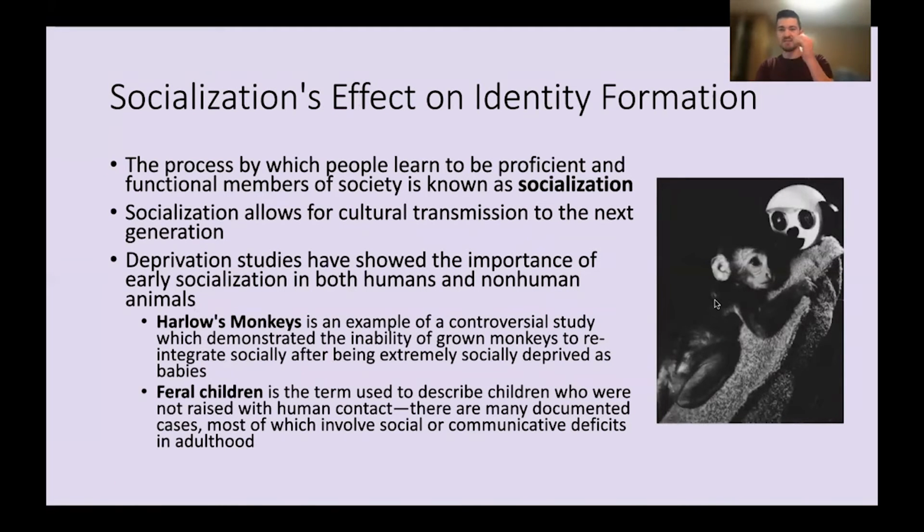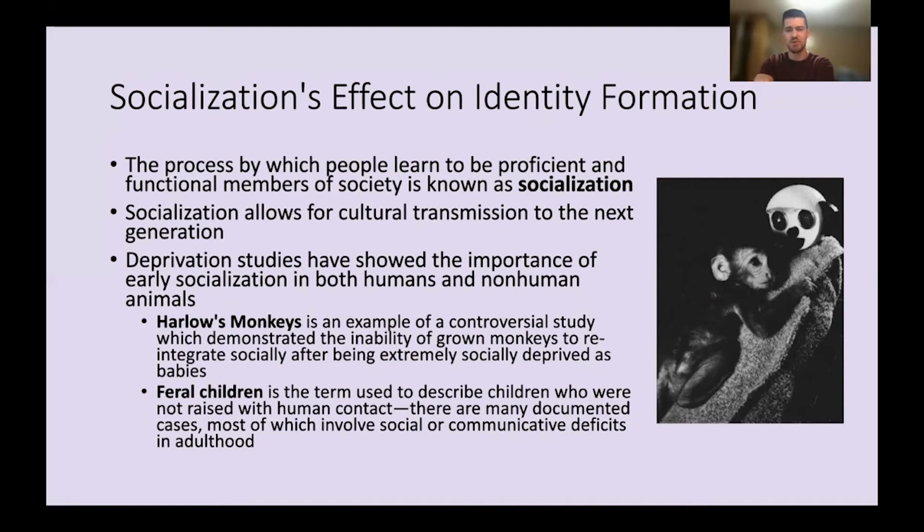Okay, socialization's effect on identity formation. The process by which people learn to be proficient and functional members of society is known as socialization. That's not just people, it's all social animals; from birth, they undergo socialization, and it allows for cultural transmission to the next generation. It's like taking a blank slate, say a baby, and putting them in a social context, and socialization is the process by which they learn all the cultural elements of their society. They learn how to act and contribute to society. That's what socialization is, and it happens for all social animals.